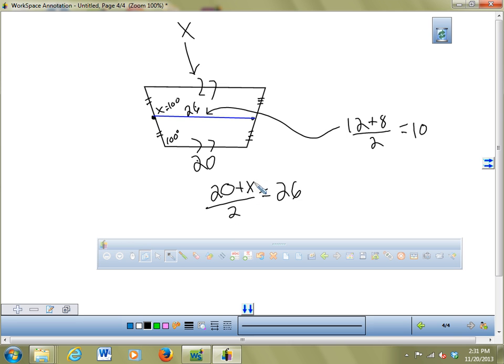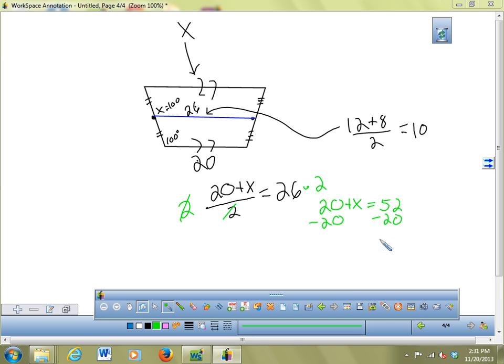How do I get x by itself? Multiply both sides by 2. These go away, and I get 20 plus x equals 52. Then I subtract 20 from both sides, and I get that x equals how much? X equals 32, right? And 20 plus 32 makes 52, divided by 2 gives you 26. So it checks, right? Good?